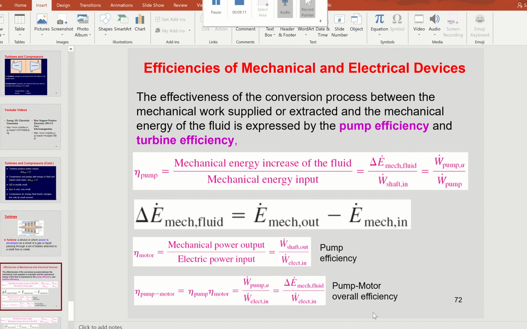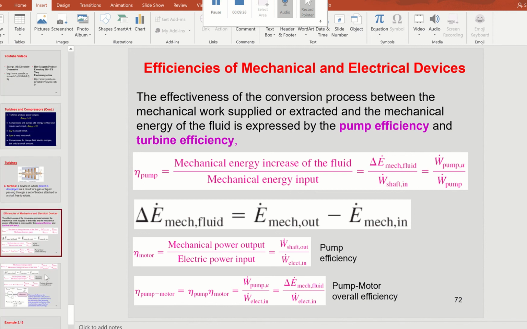In that situation, when you have a motor and pump together, what's the overall efficiency? Then you think about what the ultimate goal is here. You want to increase the mechanical energy of the fluid, right? And what is the most initial input source? That's going to be the electrical input for the motor. So that's going to be the equation for that.